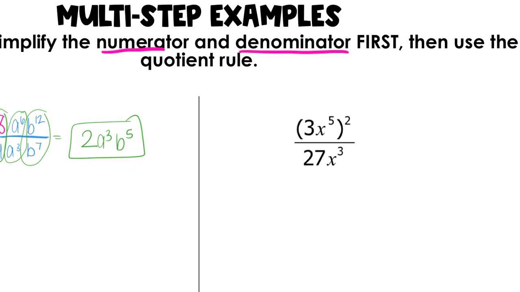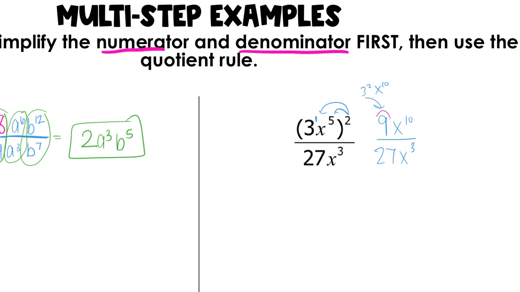Okay, next one, same exact process here. We're going to simplify the top of the fraction. So I'm going to take this exponent outside and multiply it to these. So that would be 3 squared and then x to the 10th, but 3 squared is 9. So we're going to write it as 9x to the 10th over 27x to the third.